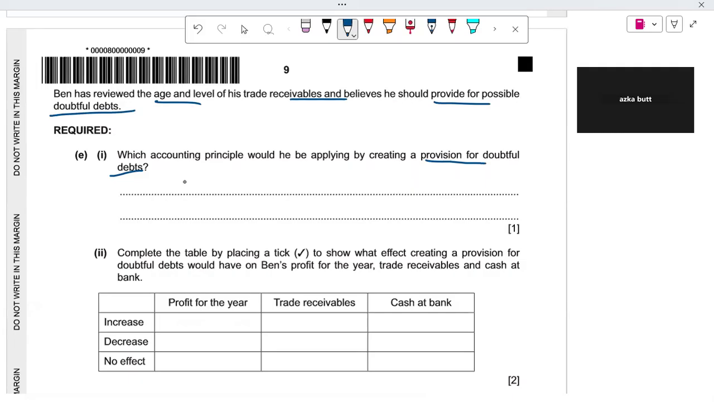Why? Because the prudence concept says that you should not understate your expenses and you should not overstate your incomes. So what does it mean? It means that if he knows there's a doubt that maybe this much amount of trade receivables he will not get, then he should make a provision, and he should deduct the increase in provision from the profit as an expense. So that's why he should make sure that expenses are not understated. That's why he is basically using the prudence concept.